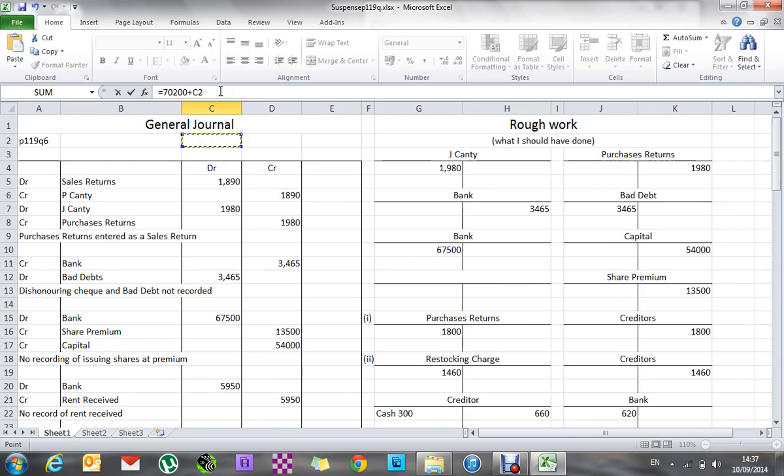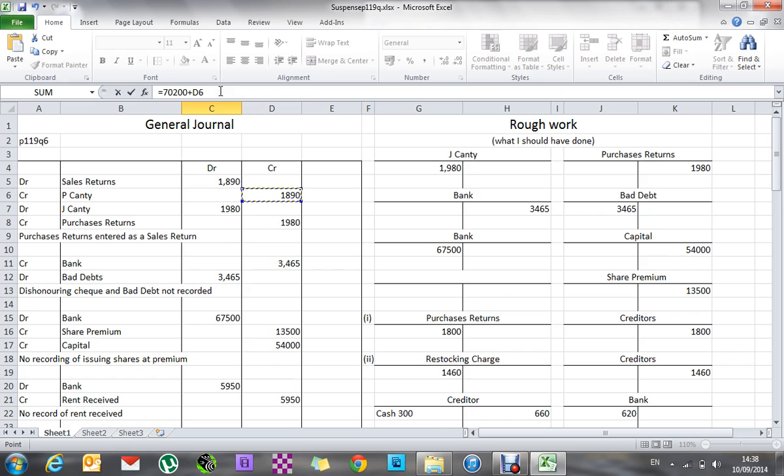So where is creditors? Now, this guy Canty, I just want to quickly check. There are two different Cantys. One is J Canty, who is a creditor, and P Canty, who's a debtor. So that P Canty should have been put into my debtors account, where I had my suspense, so I'll need to alter the debtors figure. But for the J Canty 1980, I received a credit note, so I'm going to need to take that away.